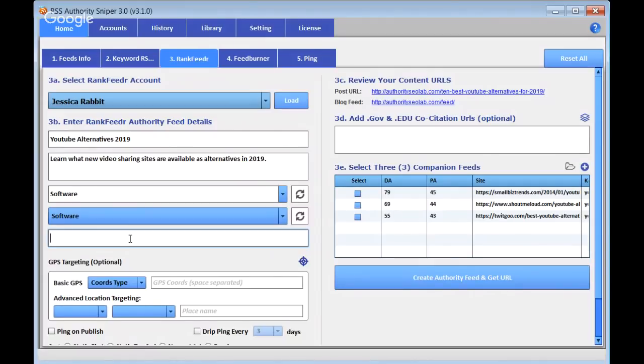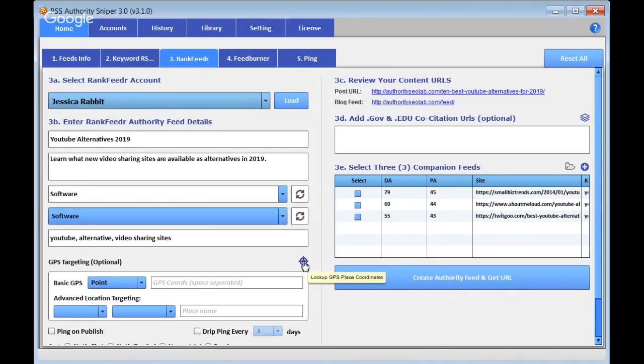So now I'm adding some tags, and I want to put in YouTube and maybe alternative video sharing. And you can put up to 10 tags in there. Now, if I was going to do this for a local business, then you can see here's the GPS. So I could put in a point. Of course, that doesn't really make a lot of sense for my YouTube alternatives, but I'm going to run it through that just so you can see how it works anyway.